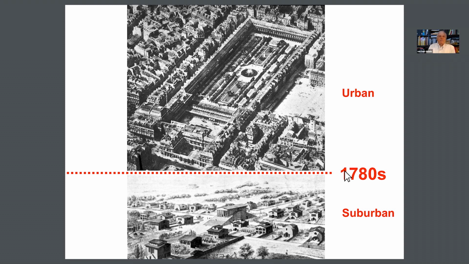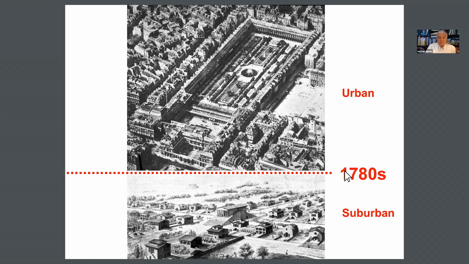Picture on the top is the Palais Royal in Paris. Picture on the bottom is the ideal city of Maupertuis by Ledoux. And if you look at it closely, you see that each of the buildings has its own character, like we each have our own character.